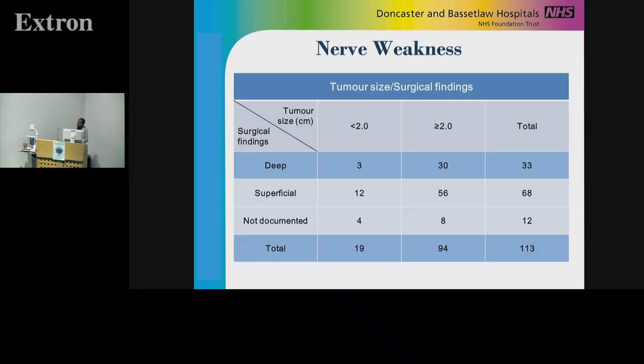Of all the facial weakness, one would expect the deep lobe involvement to cause a higher risk of facial weakness, but the size matters rather than the location of the lesion. From the table, it is evident that the majority of our patients, nearly 60%, with facial weakness had involvement of only the superficial lobe, and 30% had involvement of the deep lobe. Now, of the superficial, 82%, and of the deep, 90% patients had tumor more than or equal to 2 centimeters in size.